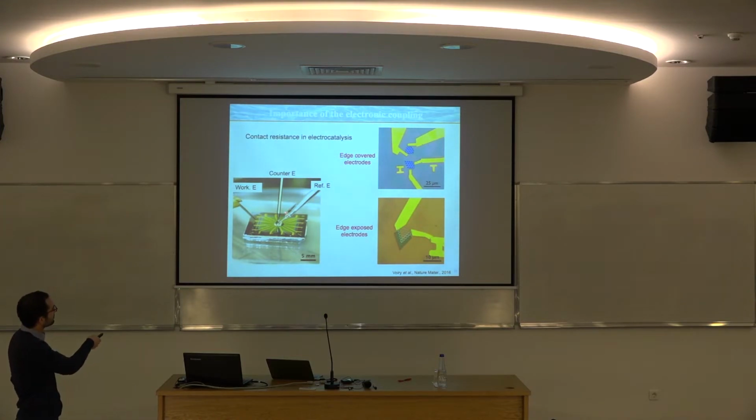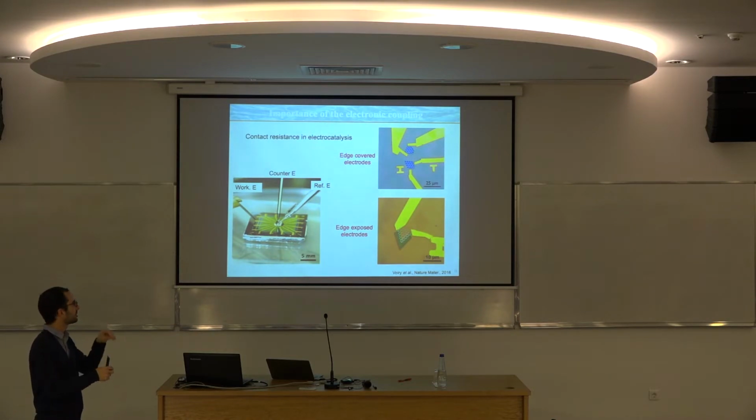So the device looks like this. We have gold electrodes that are converging in the center of the chip. And then here we deposit the MoS2 nanosheets, and then using microfabrication techniques, we can contact individually the single flake.